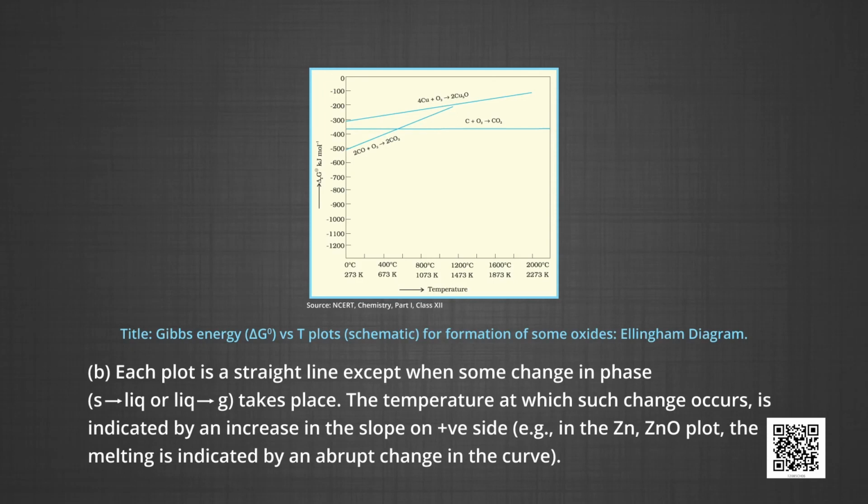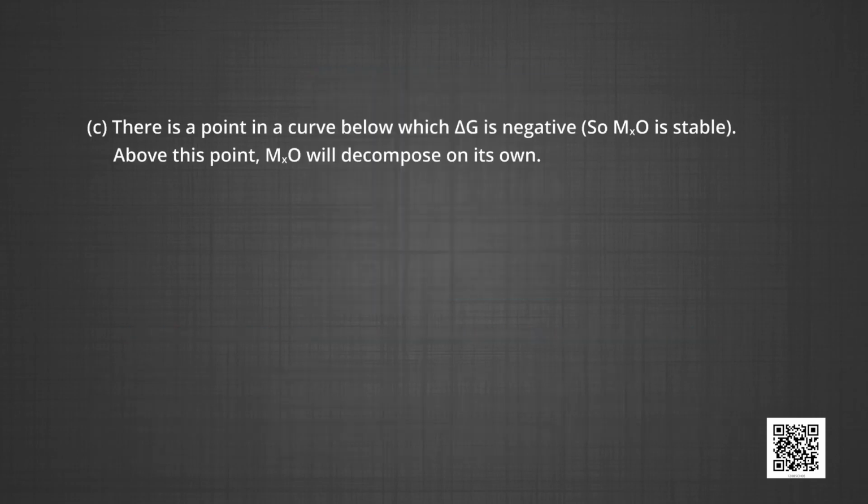Each plot is a straight line except when some change in the phase, that is from solid to liquid or liquid to gas, takes place. The temperature at which change occurs is indicated by an increase in the slope on the positive side. For example, you can see in the zinc oxide plot, the melting is indicated by an abrupt change in the curve. There is a point in a curve below which delta G is negative, so the metal oxide is stable.